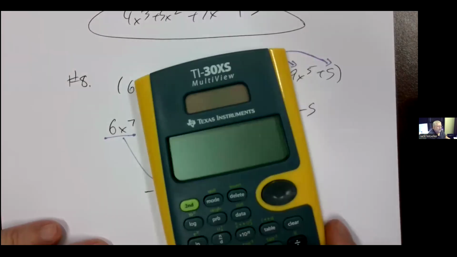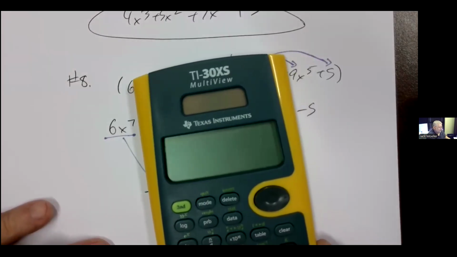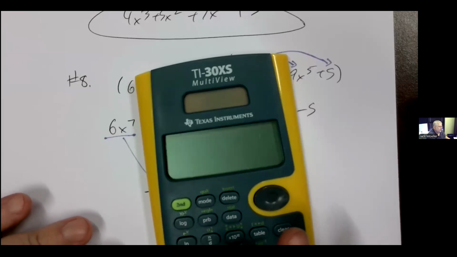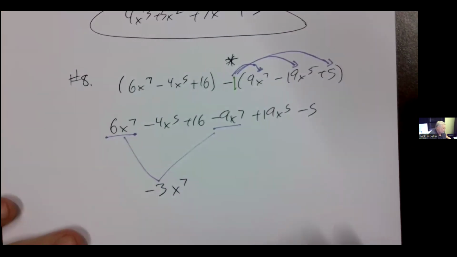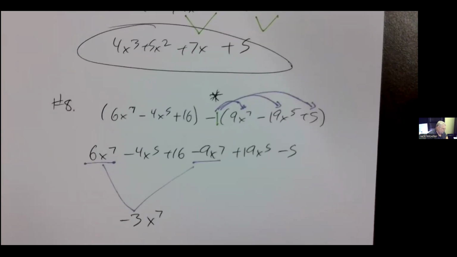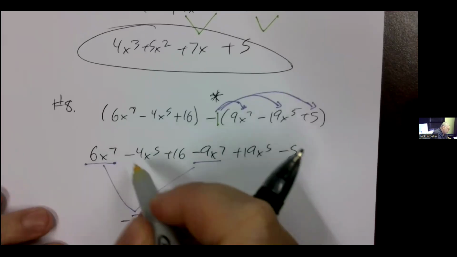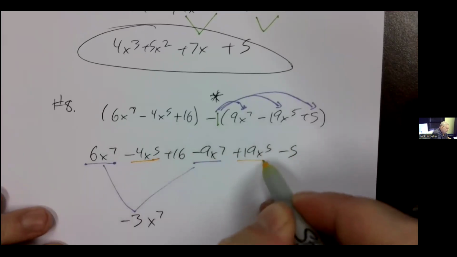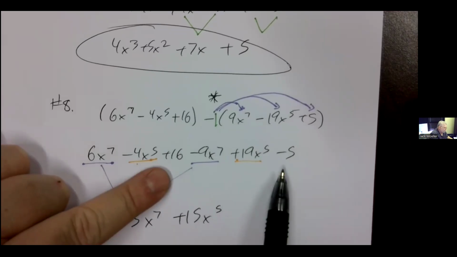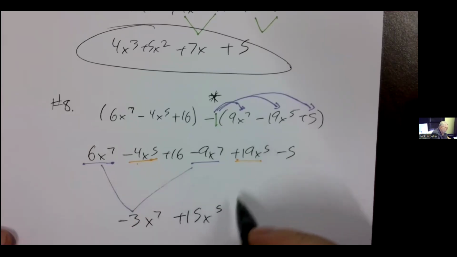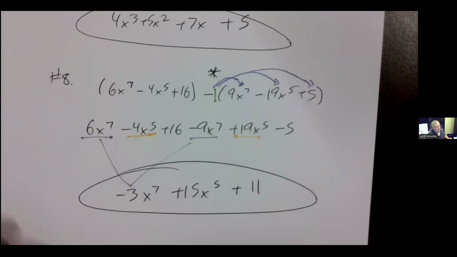There are good places to use these and not. You don't want them to be a crutch. You just want them to be a tool to help you when you need it. So there are the x to the 7th. Next we have x to the 5th. So I've got minus 4 plus 19. That's going to be plus 15x to the fifth. And then we've got plus 16 minus 5. That's going to be plus 11. Again, those are all unlike terms now, so we're done.